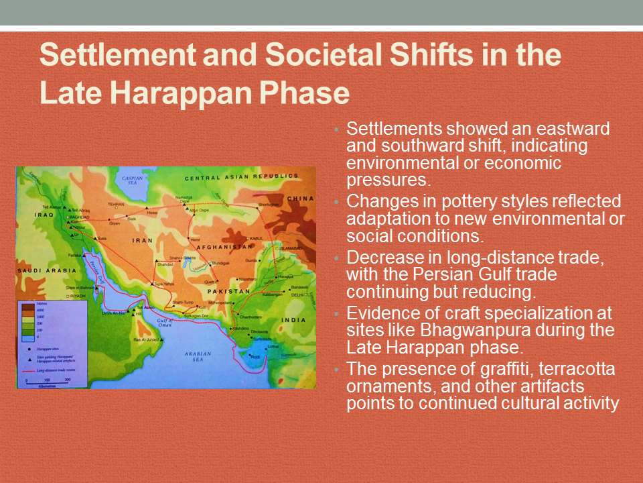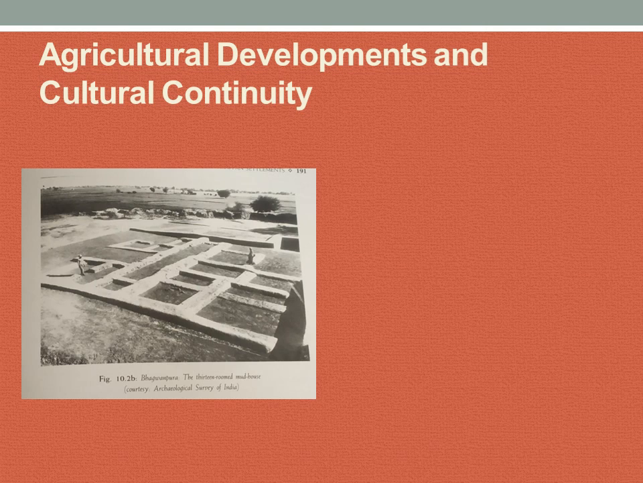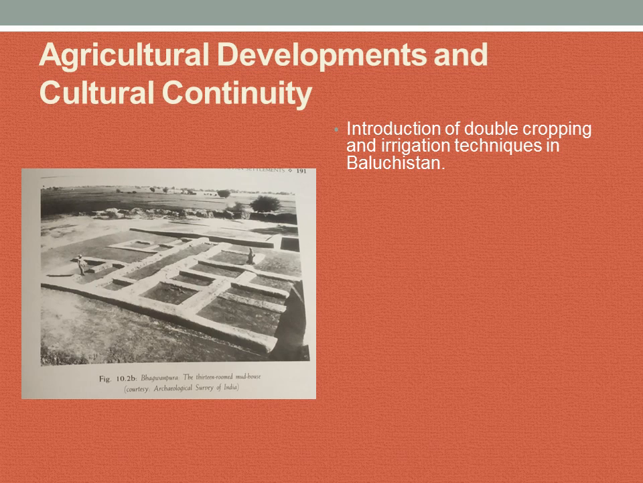Indus Valley Civilization did not simply decline. So, it can be said that even though the mature Harappan settlements were non-existent during the late Harappan phase, still there were new settlements with new types of cultures that may have originated from the prior existing mature Harappan phase. Now, agricultural developments and cultural continuity.